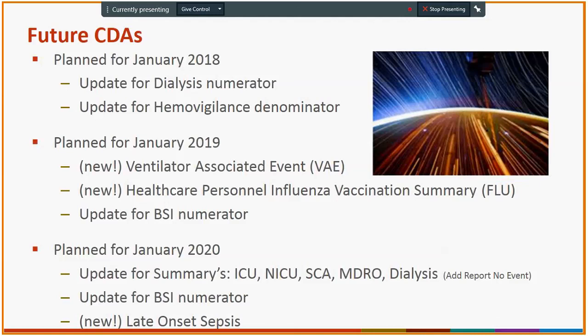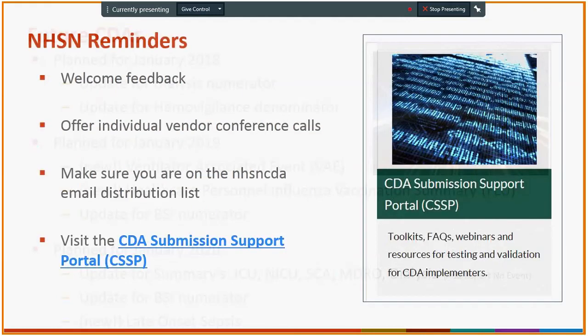Planned for 2020 are the updates to ICU Other, NICU, SCA, MDRO, and dialysis denominators to include Report No Event. The BSI event will include a few more fields. A new component will be added for late onset sepsis meningitis event. It will be electronic only, no manual entry. This will include the event and summary. Next slide.